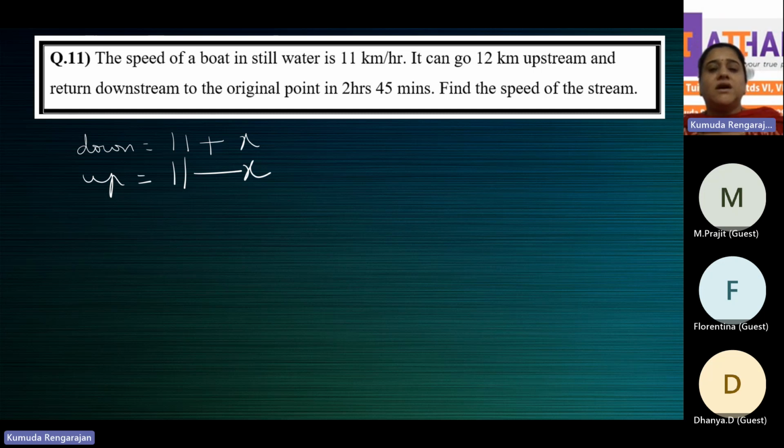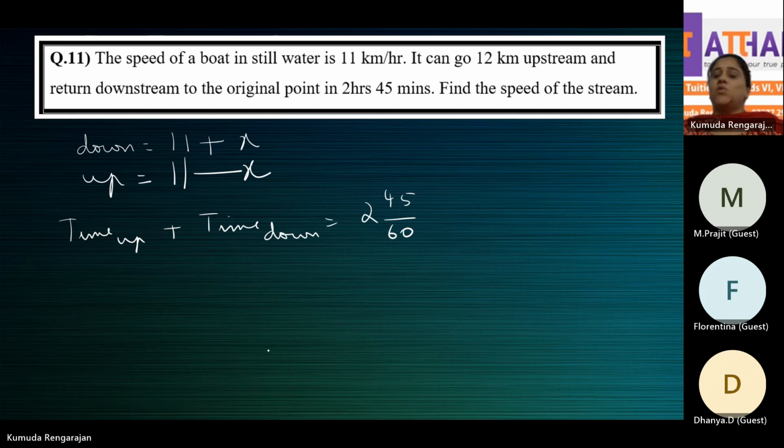Now it's given that it can go 12 kilometers upstream and return in 2 hours 45 minutes. The time taken to go upstream plus the time taken to return downstream is equal to 2 hours 45 minutes, like this. I told you this one earlier. So what is the time? How do you find time? Krishmi, how do you find time? What is speed, Krishmi? Speed is equal to distance by time. I heard you now. Then what is time?